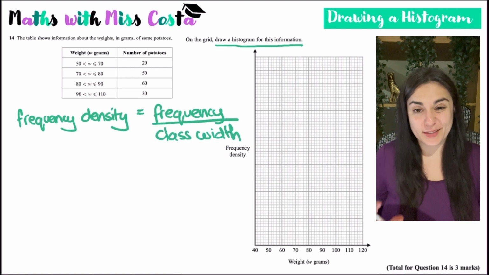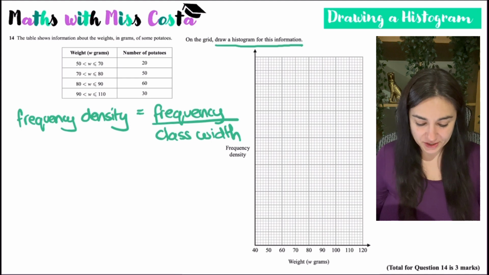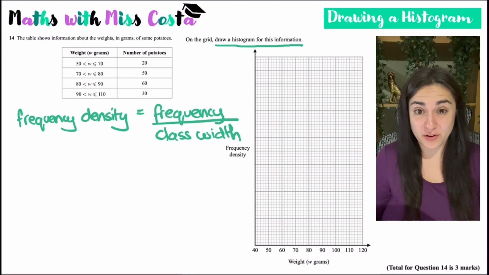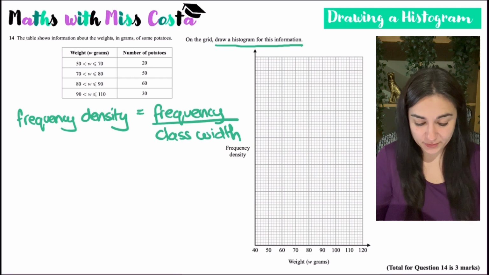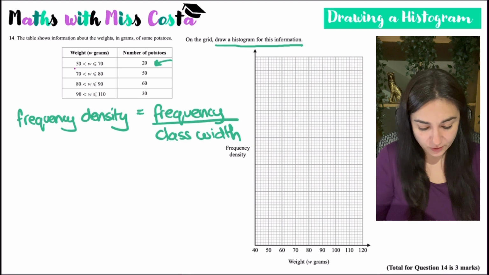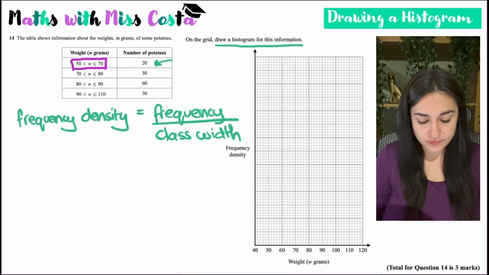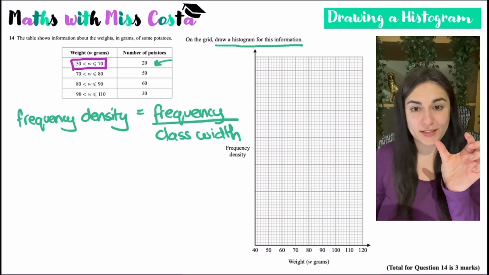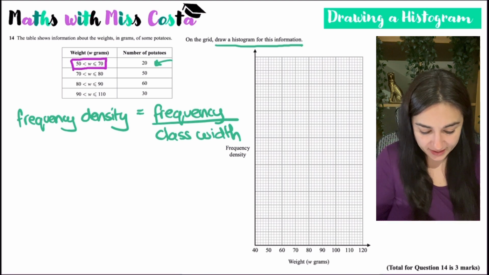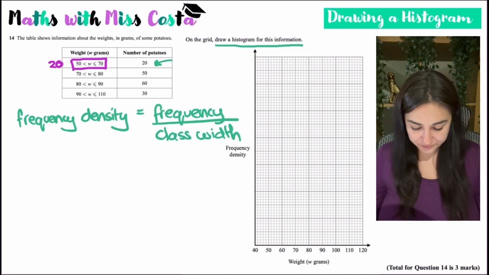Okay, so I'll explain what that means just briefly in case you didn't know. Frequency is literally another word for the amount. So the amount of potatoes in this case. So the frequency for the first part would be 20. And the class width, you look at your class interval here, and you basically, what's the largest value, take away the smallest value. So the class width here is going to be 20.